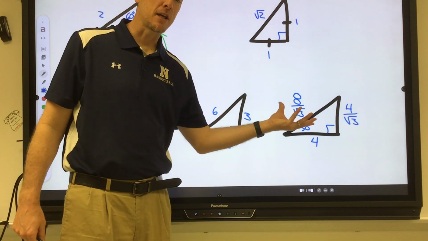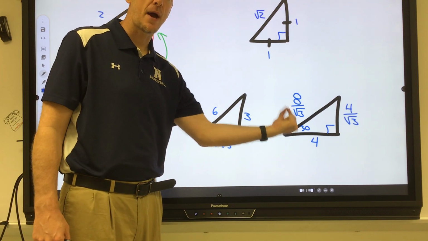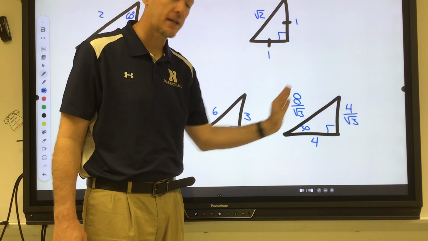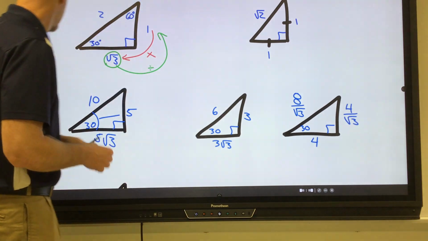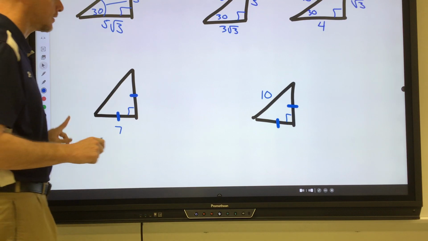Sometimes if you check in the back of the book, you might have to rationalize those answers, but for our sakes, we're going to allow radicals in the denominator, so that way we can see our side relationships pretty clearly. Let's go down and look at the 45, 45, 90, which is a little bit easier for us.